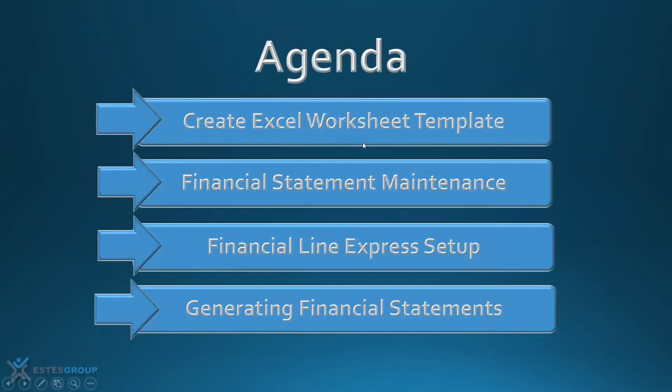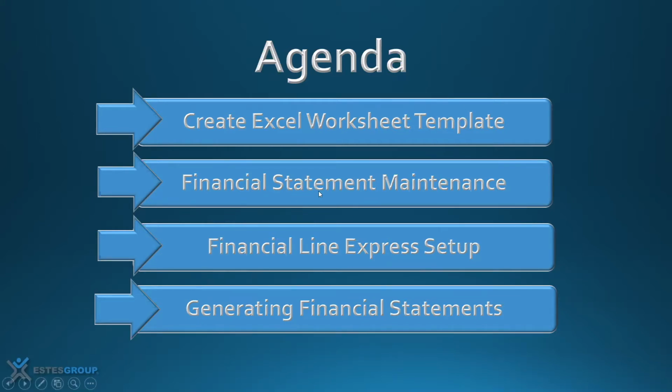And we're actually going to go through the order that you will do when you're in the database. The first thing that you will do is create the Excel template. What Profit 21 does is it actually takes the data from Profit 21 and puts it onto the Excel template. So you will map it, you will tell it what data to put in what row on the Excel template. And that we do in the financial line express setup, where we tell the system how to map it.